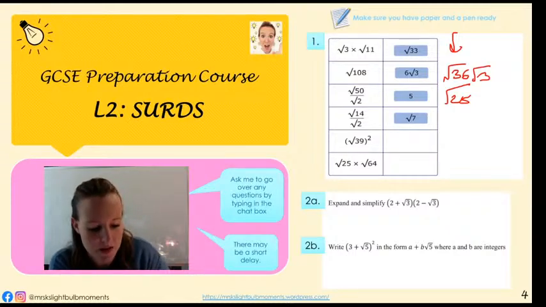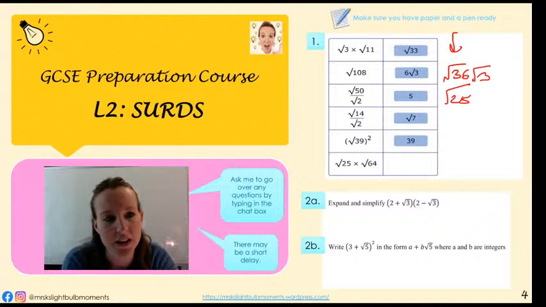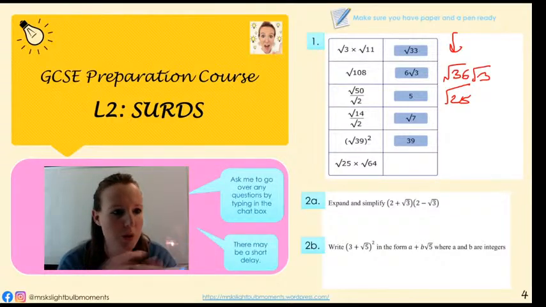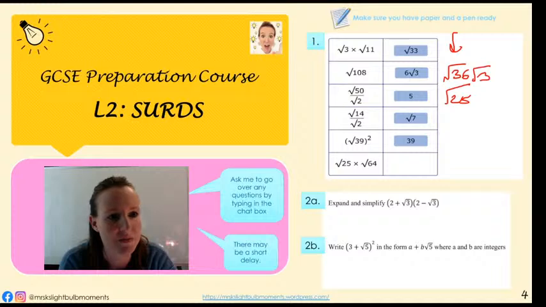For the next one, our answer is just 39. Square root and square are inverses of each other, so they're the opposite. So if we do root 39 and then we square it, it's like we've undone the root. We've just got back to 39.